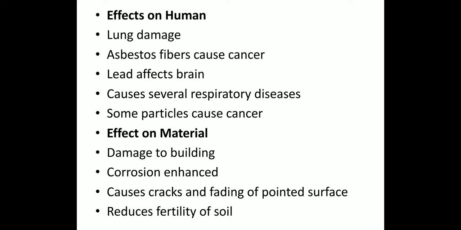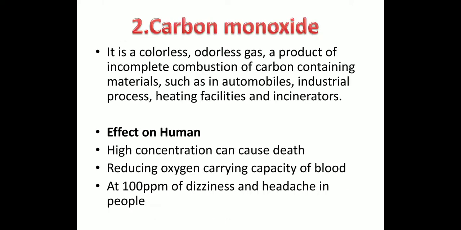Now we will discuss our second pollutant, carbon monoxide. It is a colorless, odorless gas, a product of incomplete combustion of carbon-containing materials, such as in automobiles, industrial processes, heating facilities, and incinerators. So these are the physical properties and the sources of carbon monoxide.